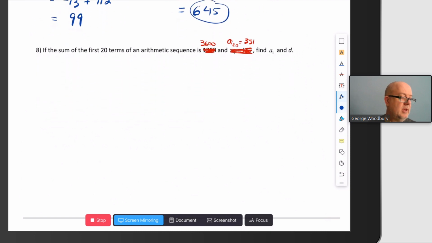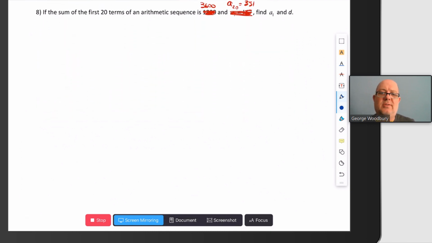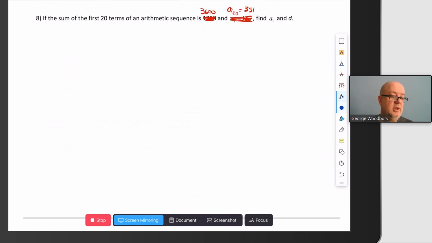Now, for the last one, I made a couple of typos here that'll be fixed by the time you see this document. What it says is, if the sum of the first 20 terms of an arithmetic sequence is 3,600, and we know that A sub 20 equals 351, find A sub 1 and D. So first thing we're going to do is try to find A sub 1.